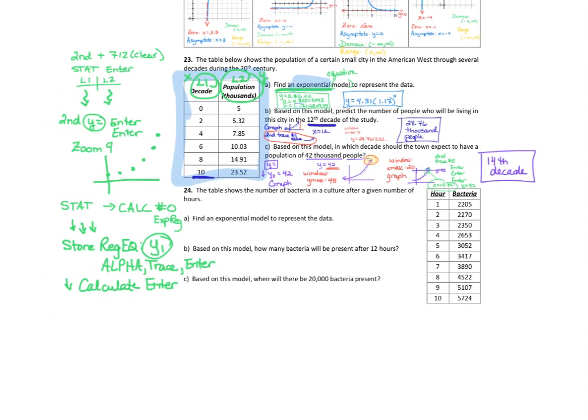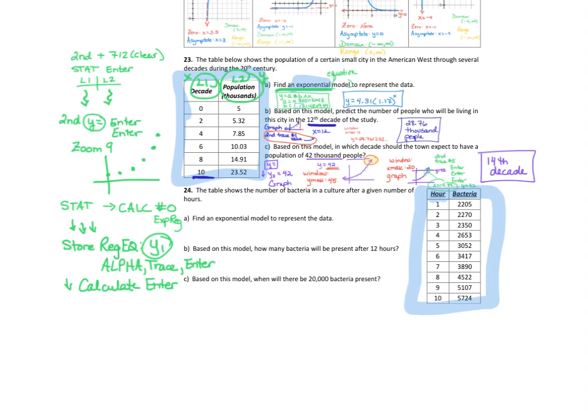So that's number 23. I'm not going to write out all the steps again for 24. 24 essentially works the same way. I'll talk through the problem with you, but I expect you to be pressing pause on the video to type some of the things in. So go ahead and start typing in the data in this table into your stat menu. Okay, so you're back. Do you have all that typed in?